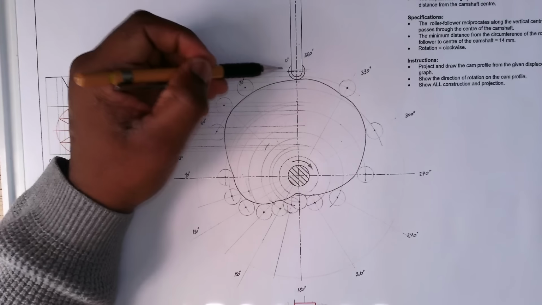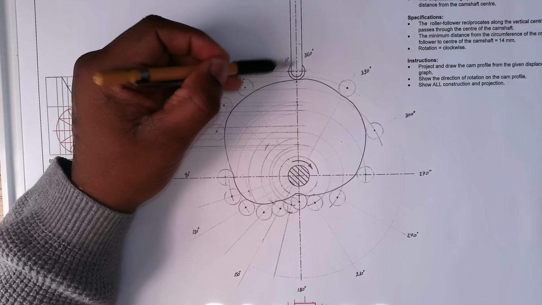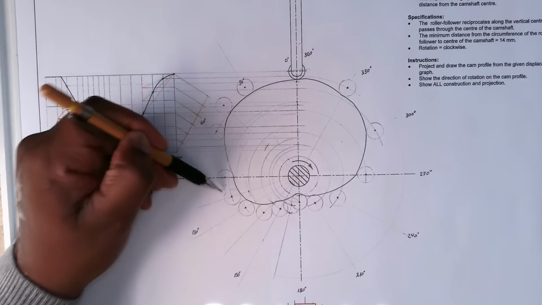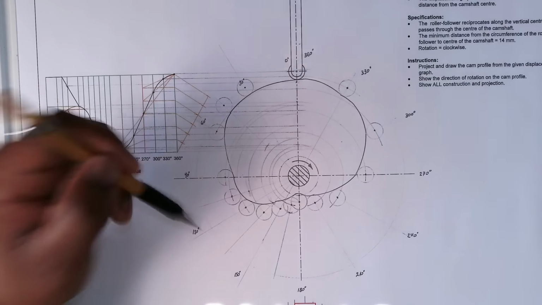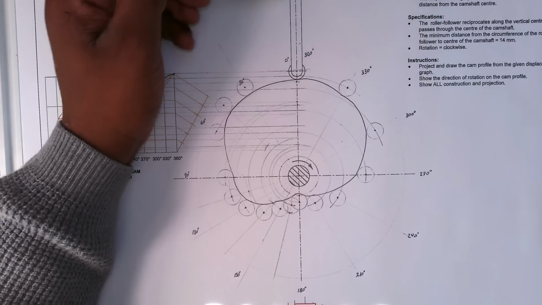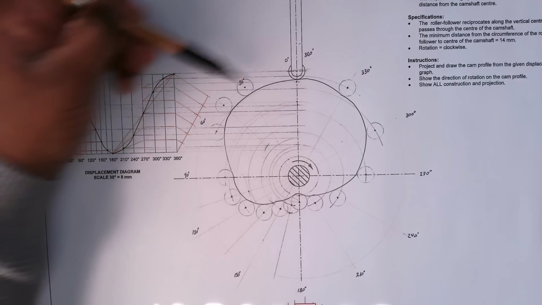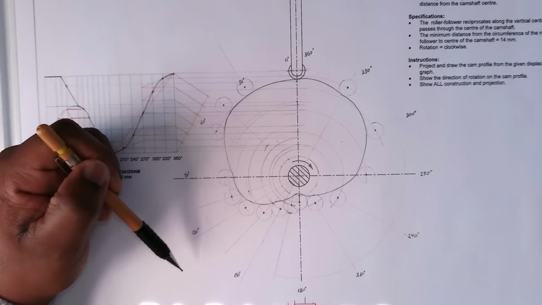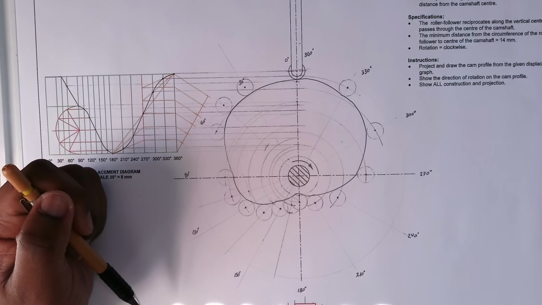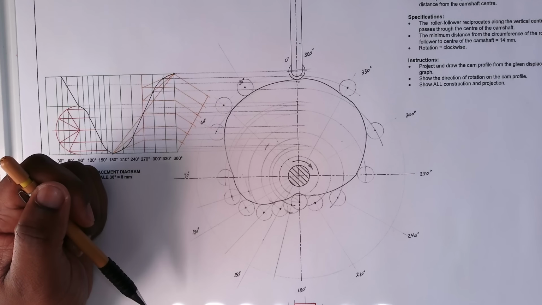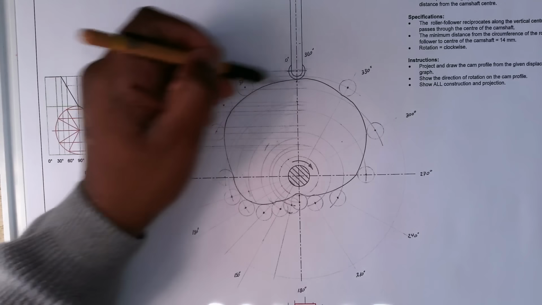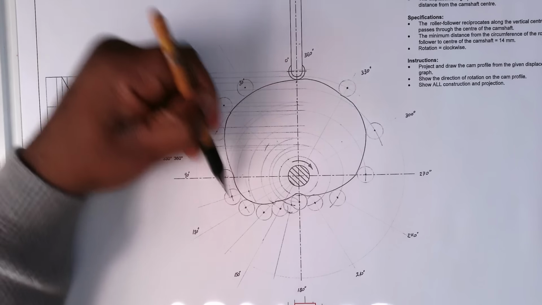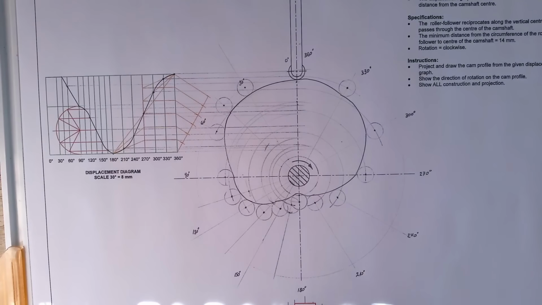You only draw the small circles in construction if the follower is the roller follower, right? But if it's not a roller follower, you can't draw the circles here. So please be careful. Only if you are given a roller follower can you draw these circles around the points, all right? But for any other follower, you just draw this cam profile across the points that you mark, right? Okay, I hope it makes sense.